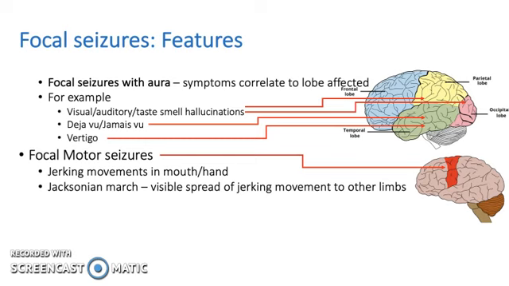Jacksonian march is a characteristic finding of this type of seizure. It is defined as the visible spread of jerking movement from one limb to other limbs or across the body. It occurs as neural firing spreads throughout the motor cortex.